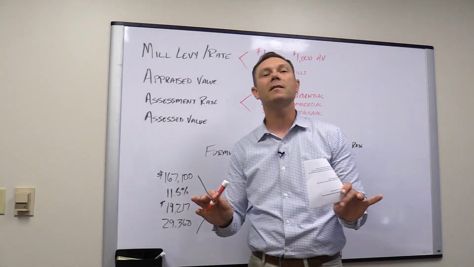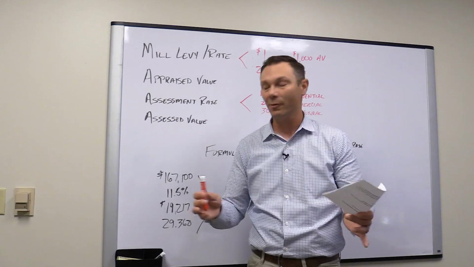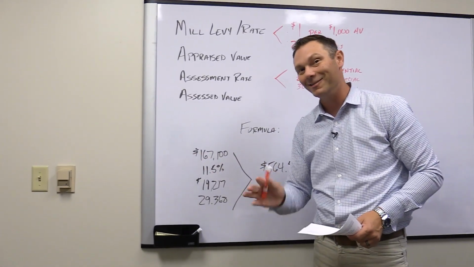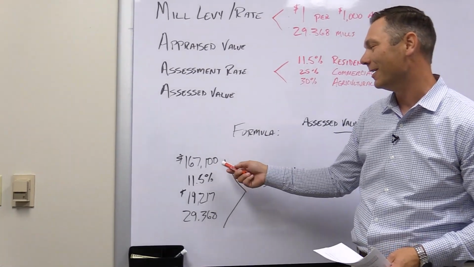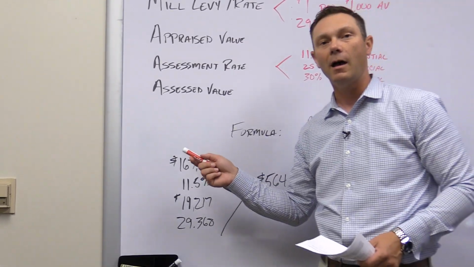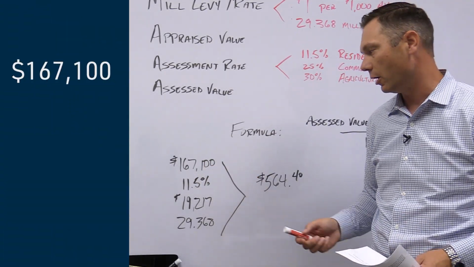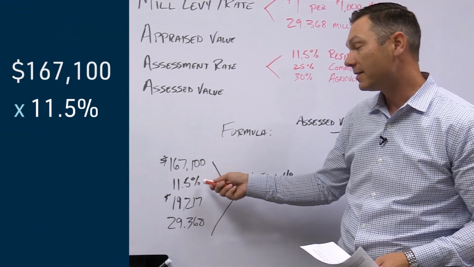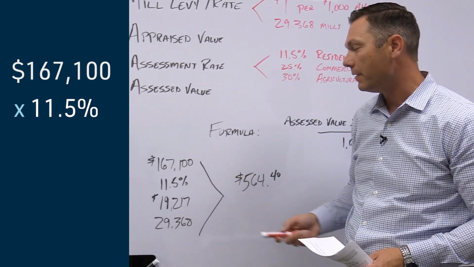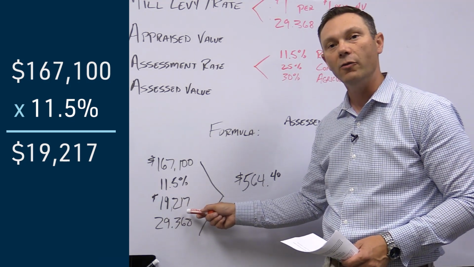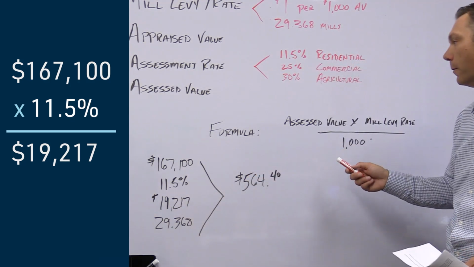So let's put this into a really practical example. So our median, and again, forgive the handwriting. The ladies in the office have been teasing about my handwriting. The median housing value in Sedgwick County is $167,100. If you take that times a residential assessment rate, 11.5, that'll give you an assessed value of $19,217.